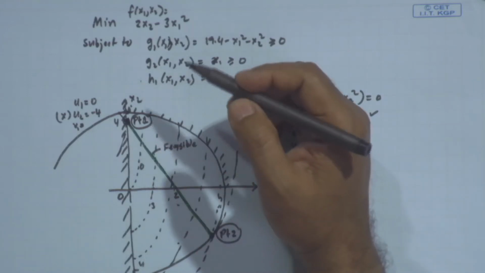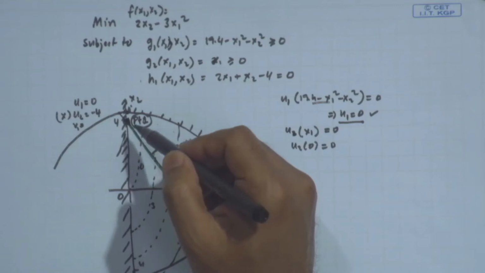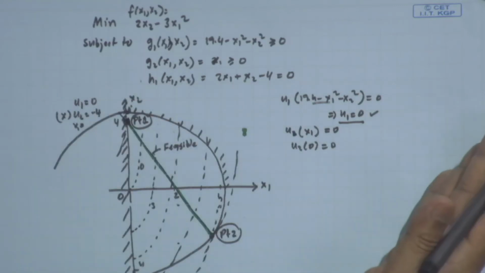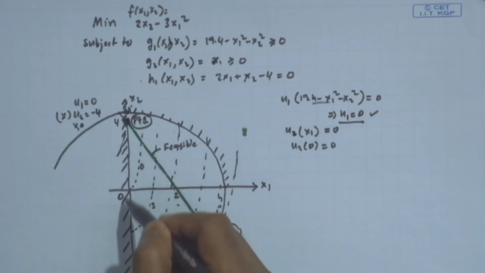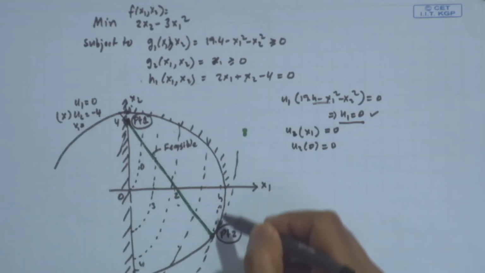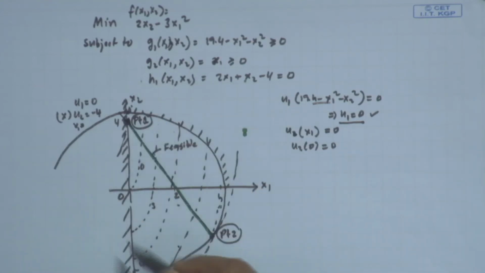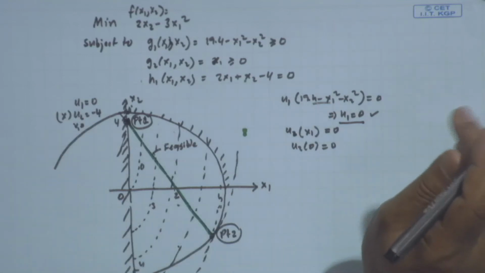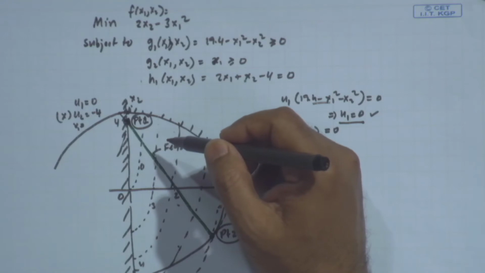Now I go to the next constraint, which is x1 greater than or equal to 0. x1 is the y-axis line, right? Greater than or equal to 0 means the positive side is feasible. So that's why I put this thing saying this side is feasible. So now you see this half circle, half of the circle is feasible. But now I have one more constraint, which is an equality constraint. That's a linear one. 2x1 plus x2 is equal to 4.